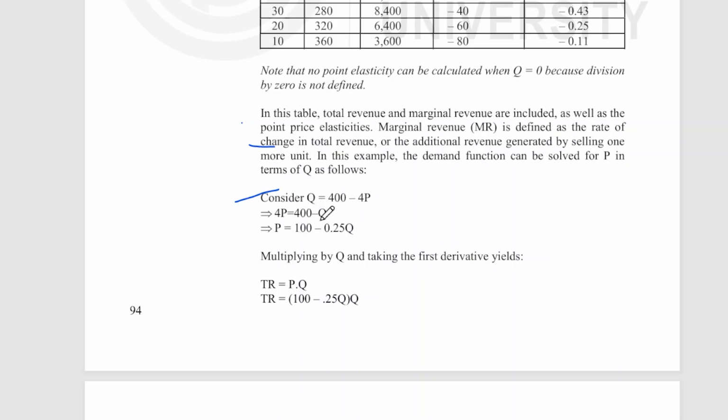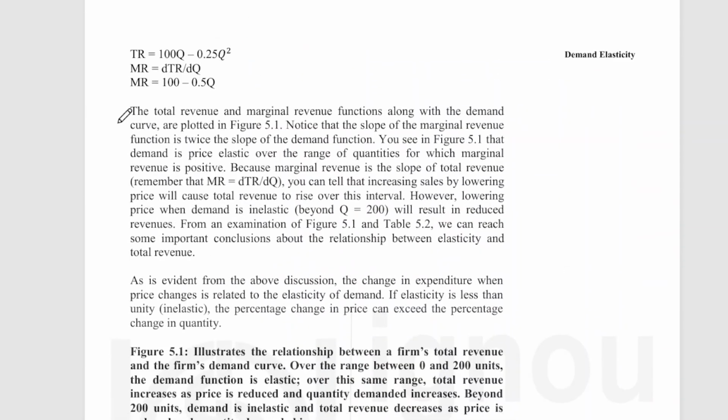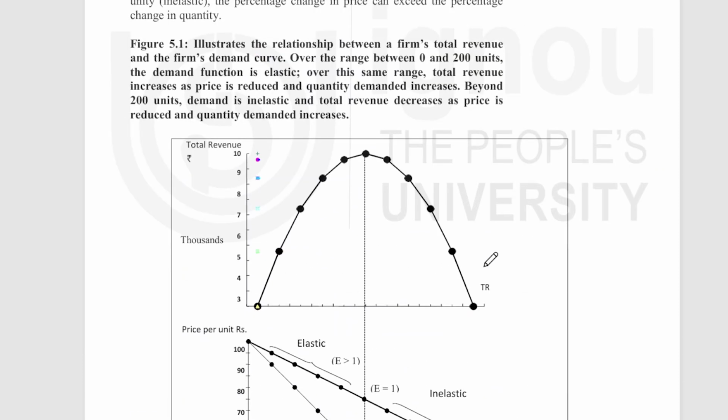So here is an example. Q is 400 minus 4P, and P is 100 minus Q over 4, and this is all based on the equation. The total revenue and marginal revenue functions, along with the demand curve, are plotted in Figure 5.1, and here is Figure 5.1. It illustrates the relation between a firm's total revenue and the firm's demand curve. So this is the demand curve, and over the range between 0 and 200 units, the demand function is elastic. Over this same range, total revenue increases as price is reduced and quantity demanded increases. Beyond 200 units, demand is inelastic and total revenue decreases as price is reduced and quantity demanded increases.